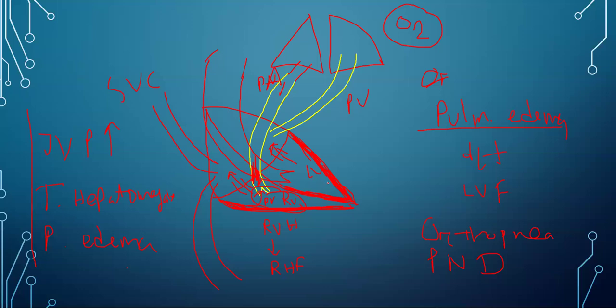Okay? Is it making sense for everyone how this pathophysiology happens, and how the symptoms of right and left heart failure usually come like this? Any difficulty with understanding?